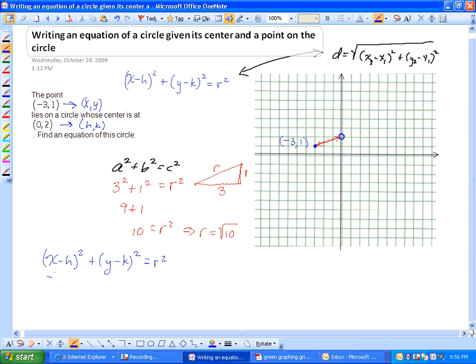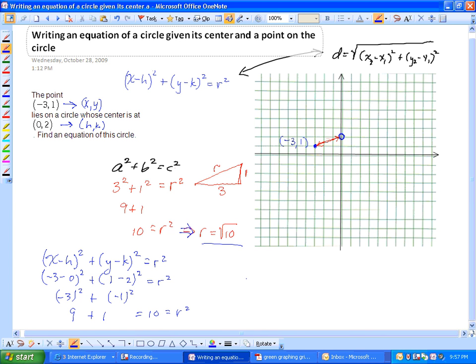X is -3, h is 0, y is 1, k is 2, and we're going to solve all that, and that'll be r squared. And you can see -3 minus 0 is -3 squared is still 9. 1 minus 2 is -1, and when we square that, we still get a 1. So we still get 10 for our r squared, which means r is still the square root of 10.